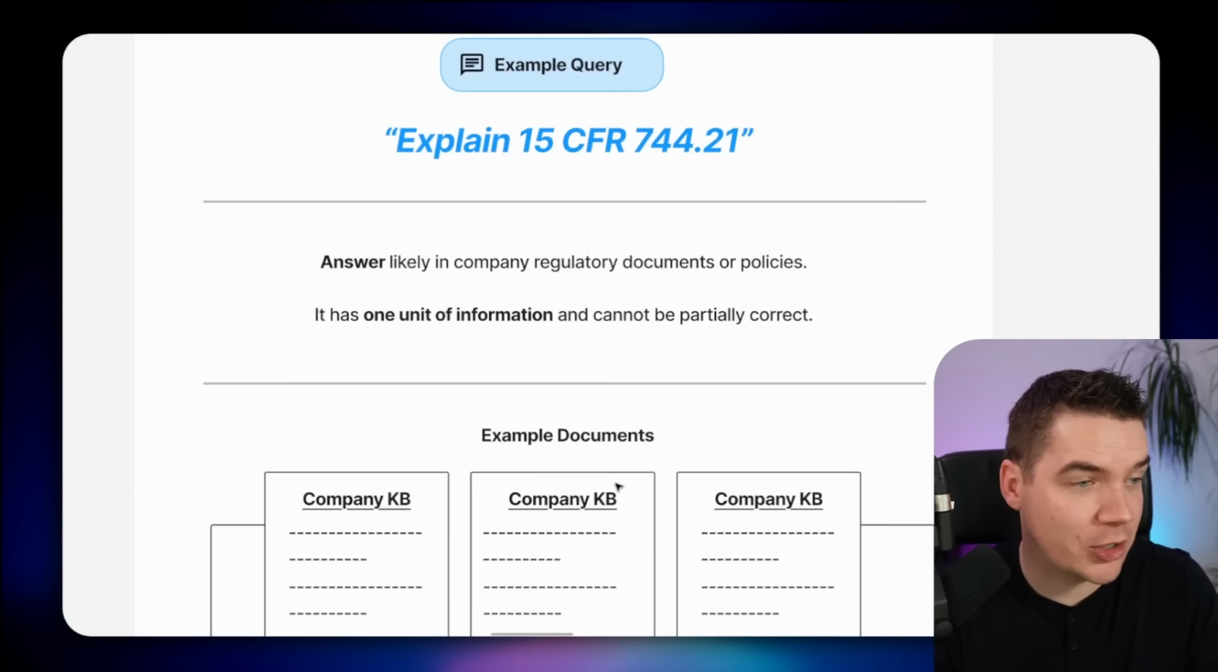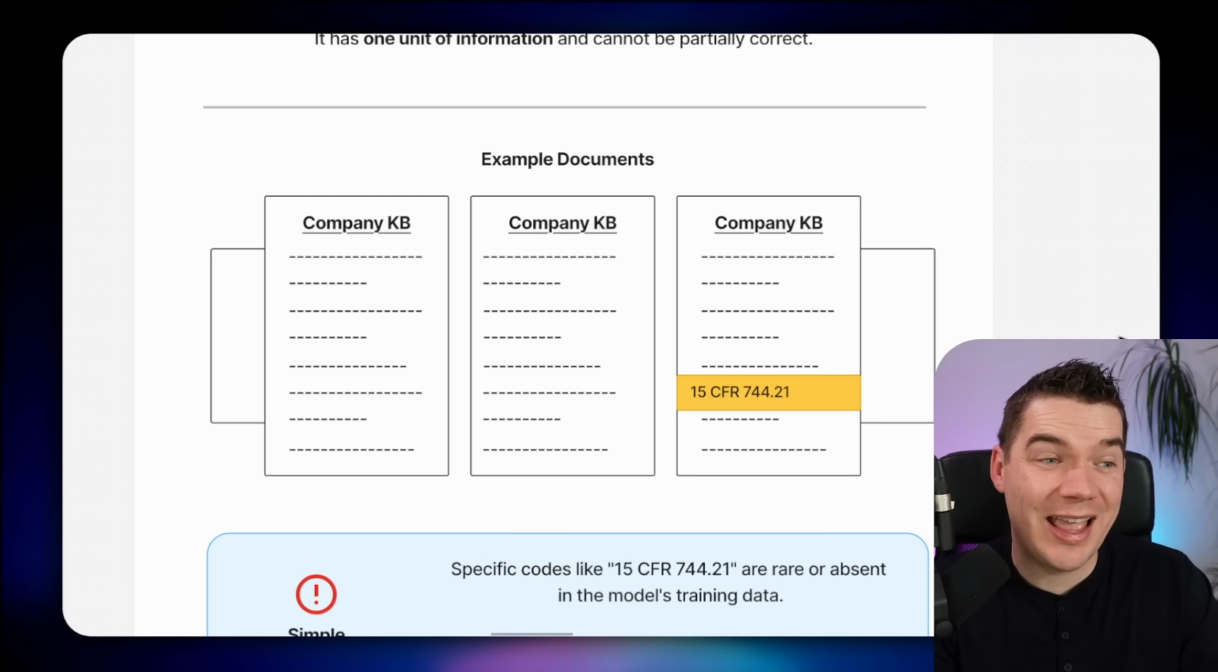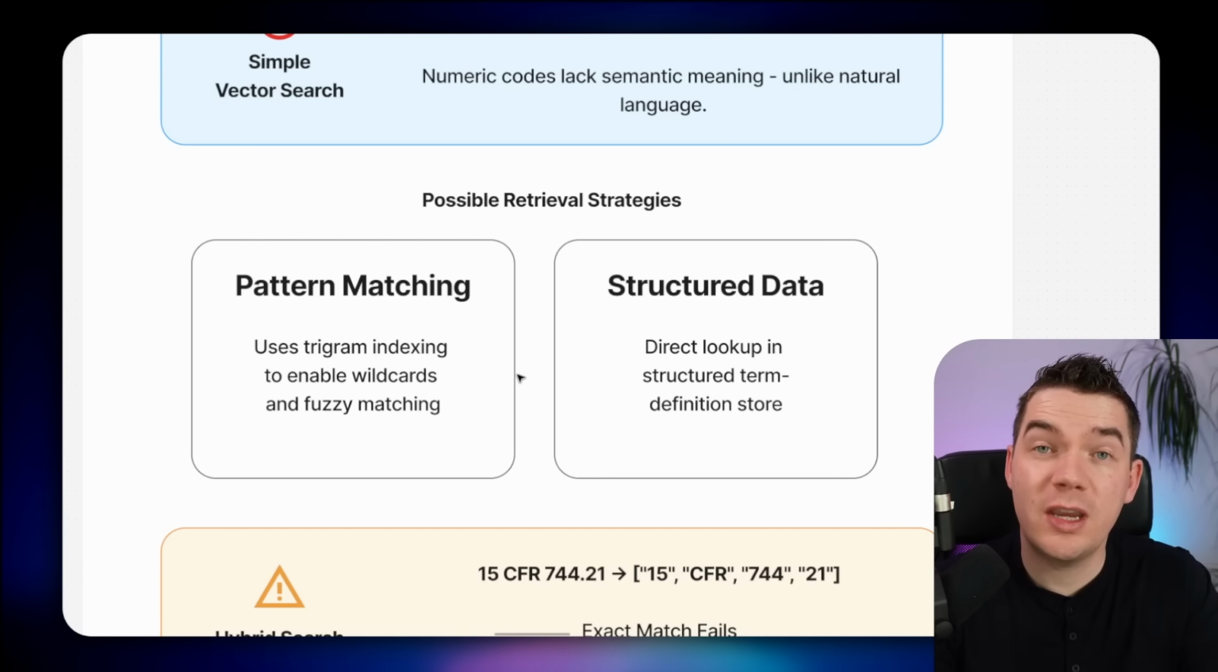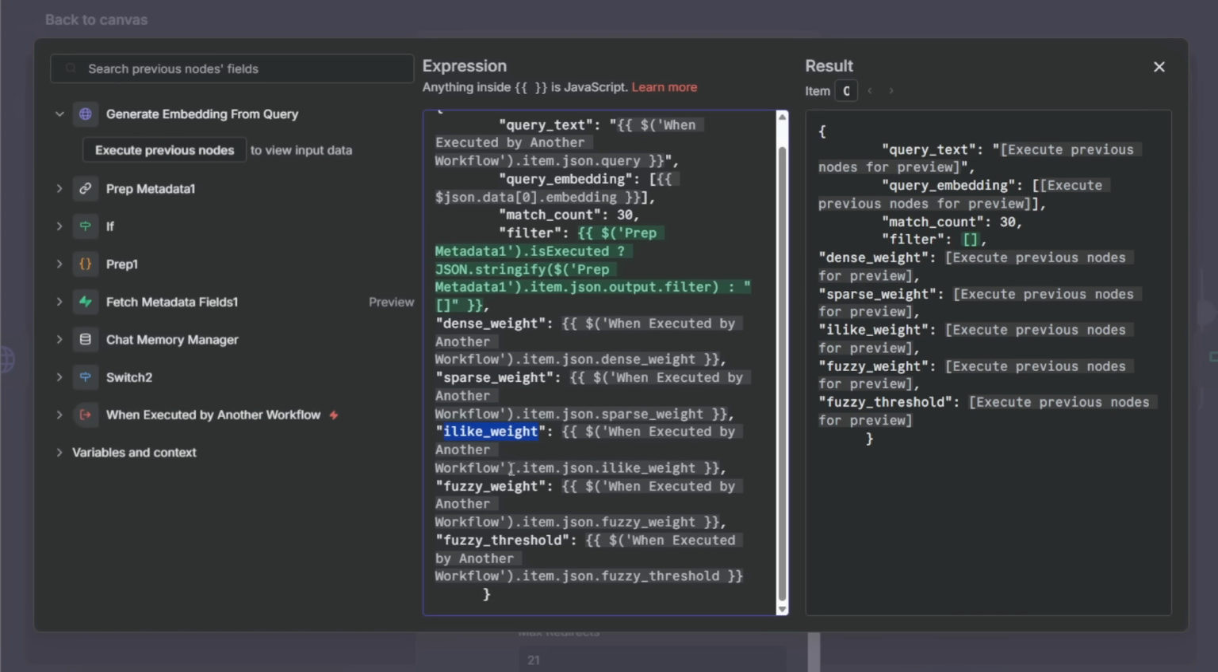It cannot be partially correct, but the embedding model has very little chance of representing this identifier, as it was totally absent from its training data. It means nothing really. So here you would need to use the likes of pattern matching to actually find this code, because even hybrid search can fail with this.